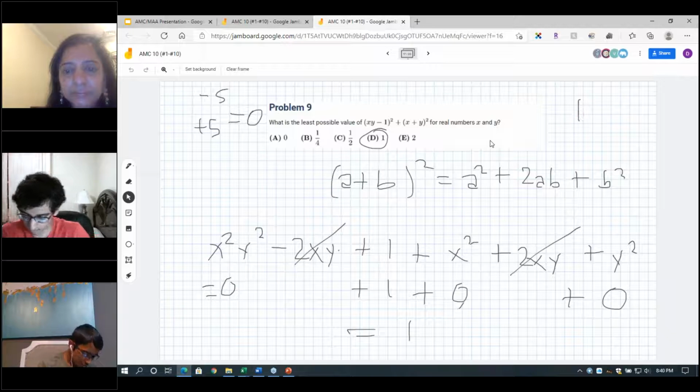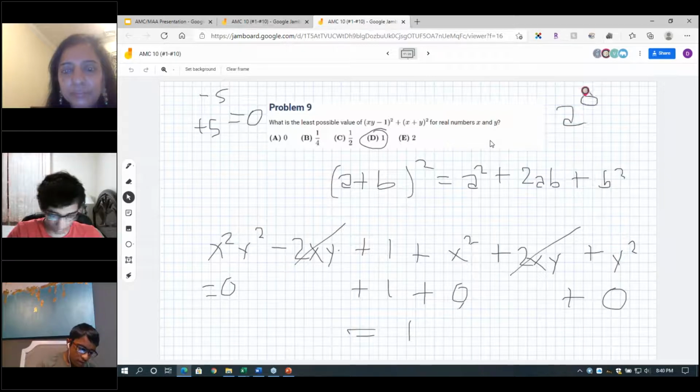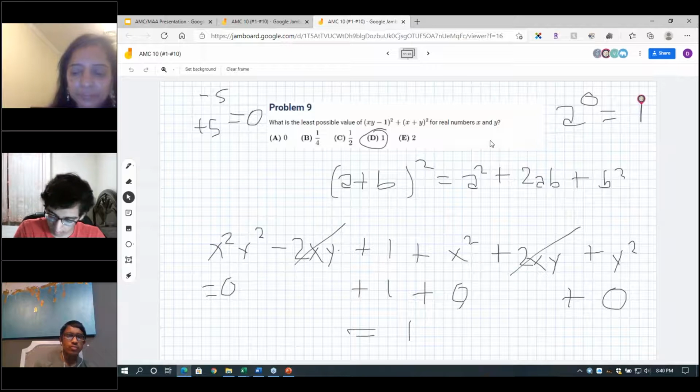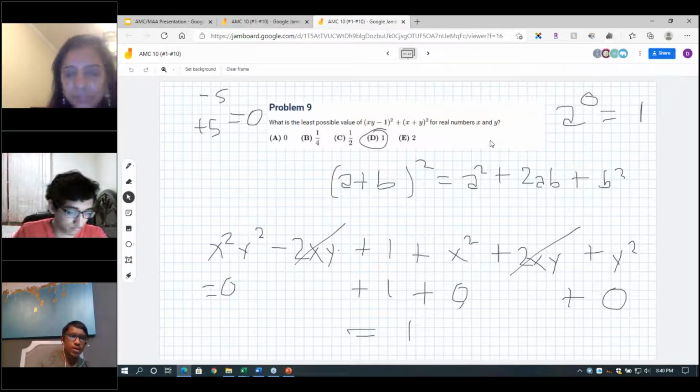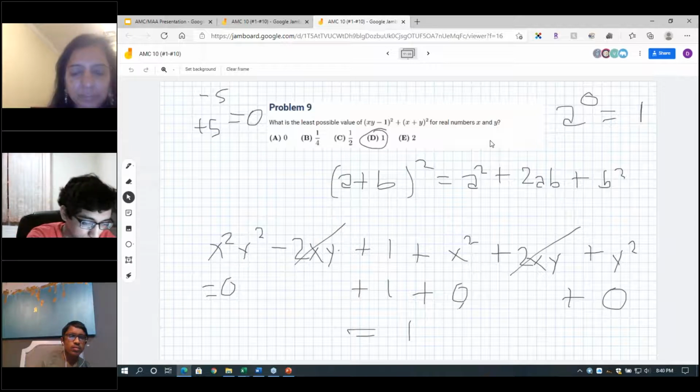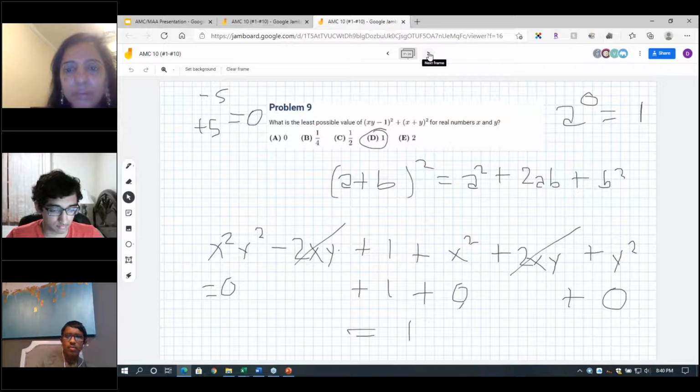Or actually, I can say a to the 0, if a is not 0, is equal to 1. But 0 to a is equal to 0. So 0 to any power is always equal to 0. But a number raised to the 0 power is equal to 1. Thank you. I think you can move on.